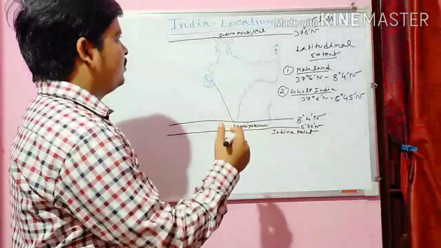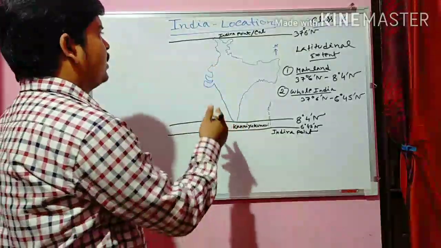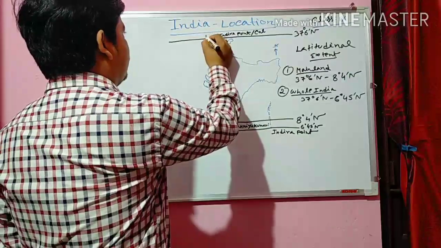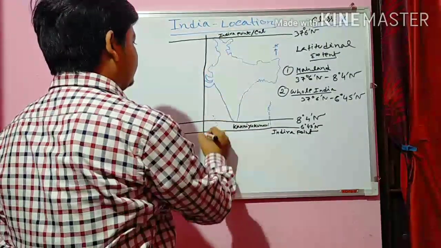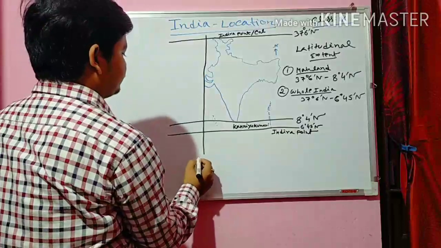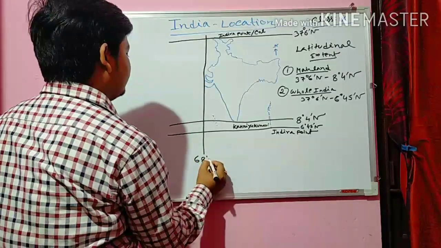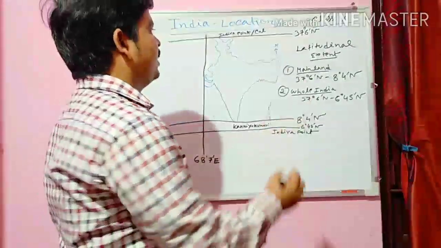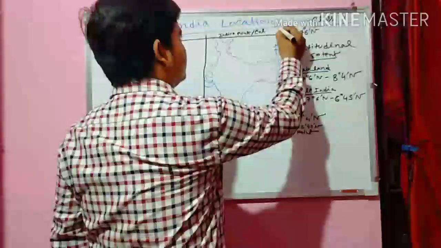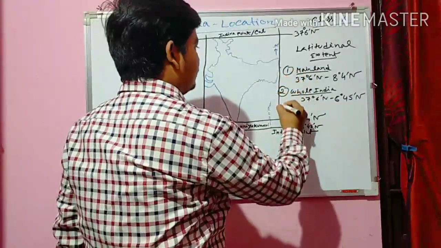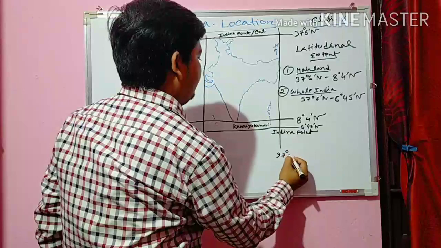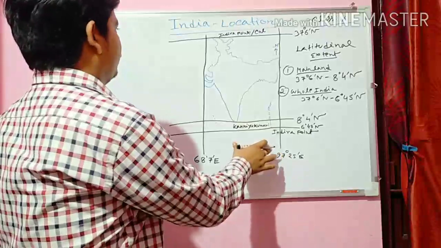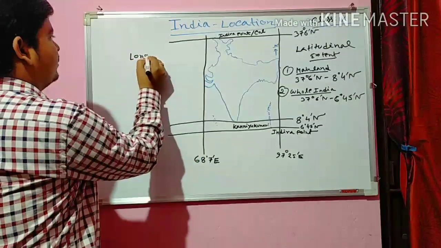Now come to longitude. Longitude means a vertical line. This is the westernmost point, and this value is 68 degree 7 minute east, and this is the easternmost point, 97 degree 25 minute east. So this is the extension for longitude. Longitudinal extent.